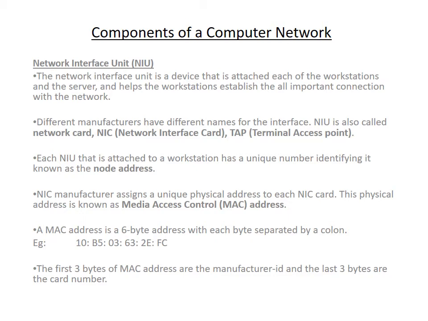Each NIU or network card attached to a workstation has a unique number identifying it, known as the node address. The NIC manufacturer assigns a unique physical address to each network interface card. This physical address is known as the MAC address, Media Access Control address. A MAC address is a 6-byte address with each byte separated by a colon. An example is given below. The first 3 bytes of the MAC address are the manufacturer ID and the last 3 bytes are the card number.